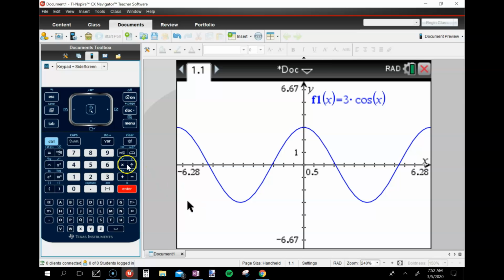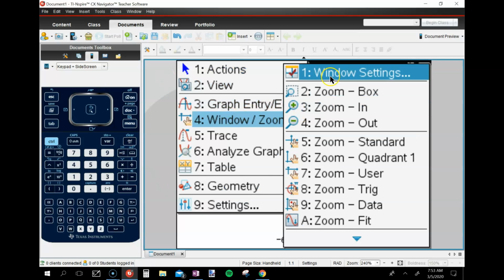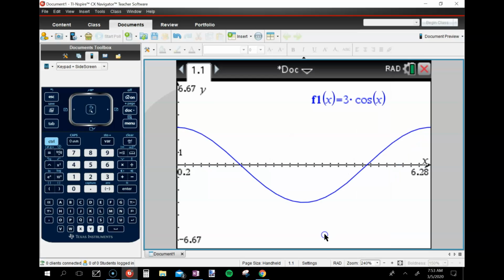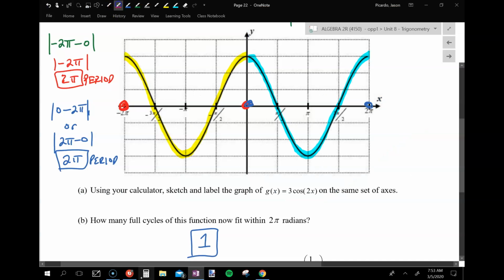Okay? Let's change our window for a minute. Let's start our window at 0, and let's end our window at 2 pi. Okay? So in terms of our paper right now, guys, what am I looking at? I'm only looking at the blue curve. Everybody okay with that? Okay.